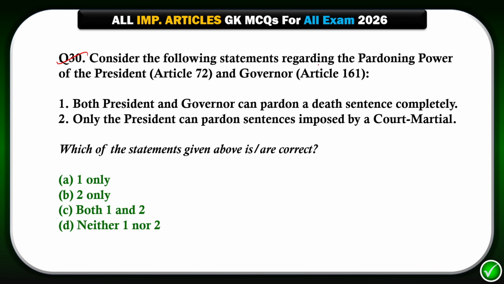30. Consider the following statements regarding the pardoning power of the President, Article 72, and Governor, Article 161. Both President and Governor can pardon a death sentence completely. Only the President can pardon a sentence imposed by a court martial. Which of the statements given above is correct? Option number B, 2 only.